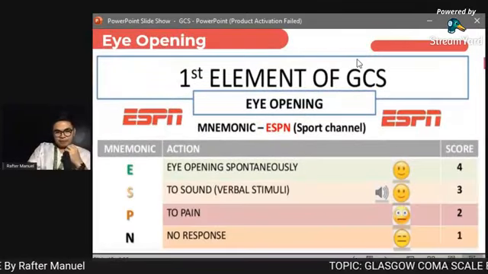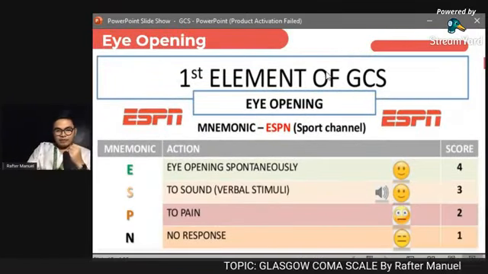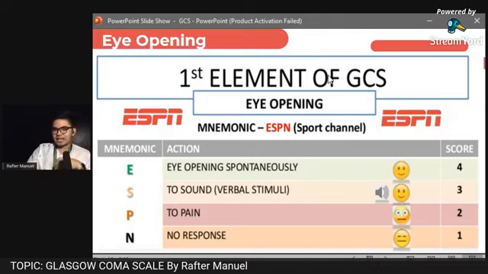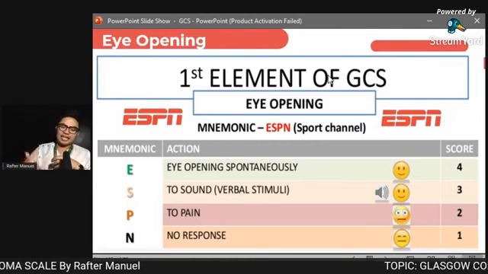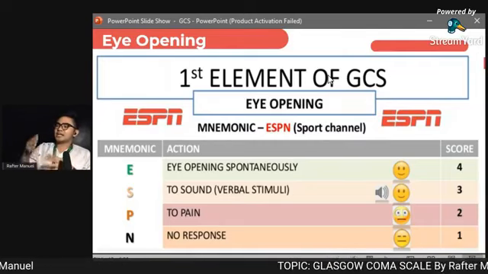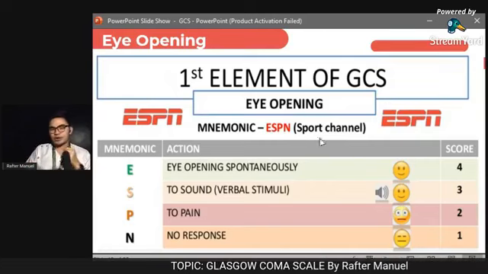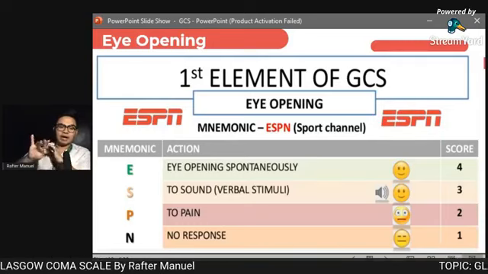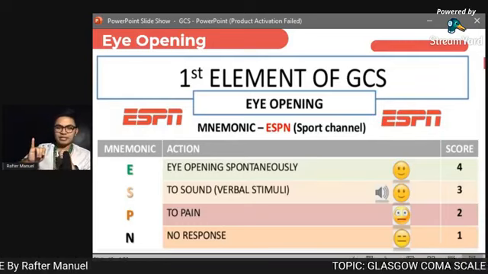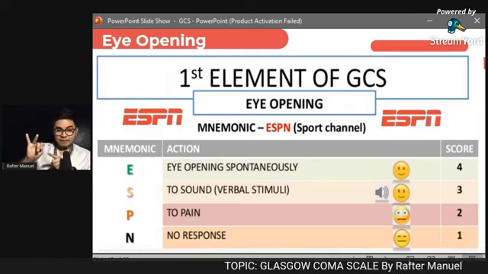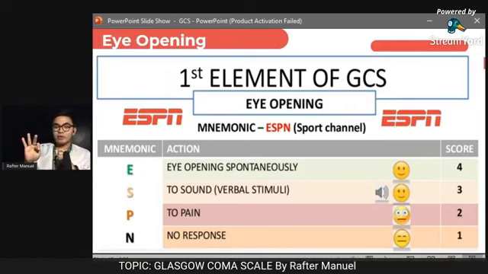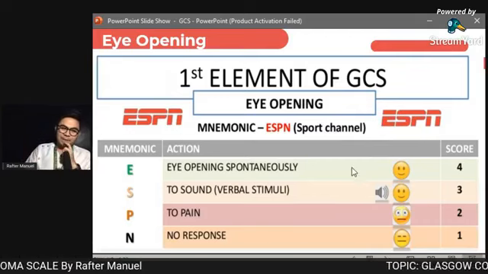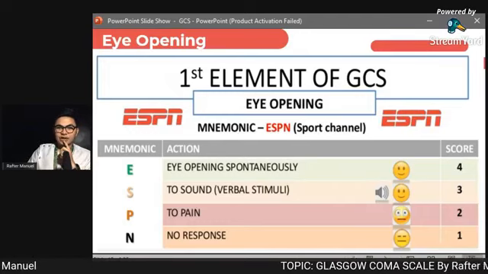Okay, so this is your eye opening. Mnemonics, please. All right, for the first element of GCS, the theme of our GCS here is sports. The other mnemonics that I will be presenting later are really inclined to sports. ESPN, you all know this. It is a sports channel. ESPN, eye opening spontaneously, 4 points. S, to sound, verbal stimuli. P, to pain. And N, no response, 1 point. Okay, so that is our eye opening.